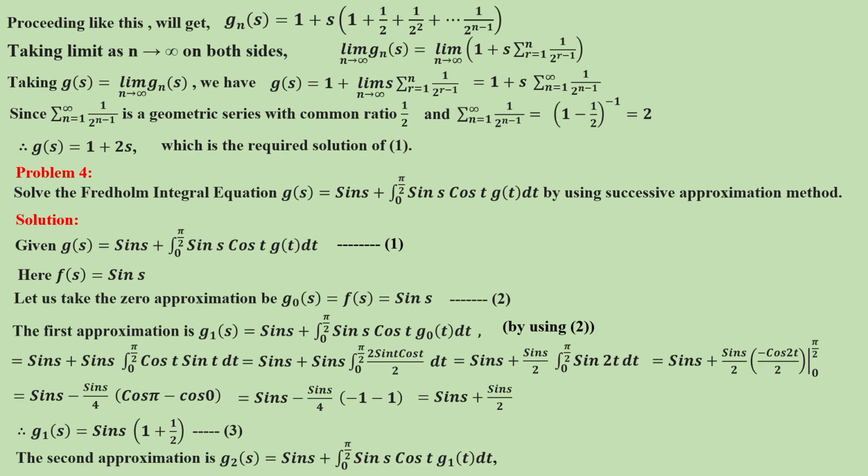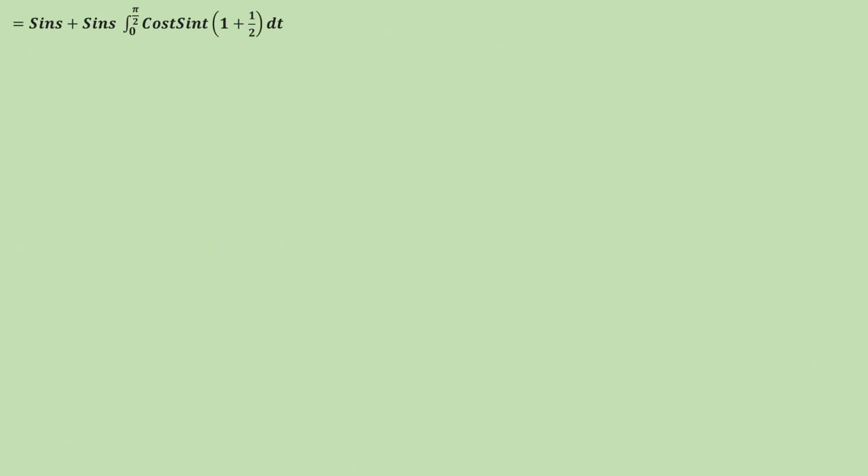Now second approximation, g2 of s is equal to sin s plus integral 0 to pi by 2 sin s cos t g1 of t dt. So sin s plus sin s integral 0 to pi by 2 cos t sin t into 1 plus 1 by 2 dt, substituting the value of g1, right?